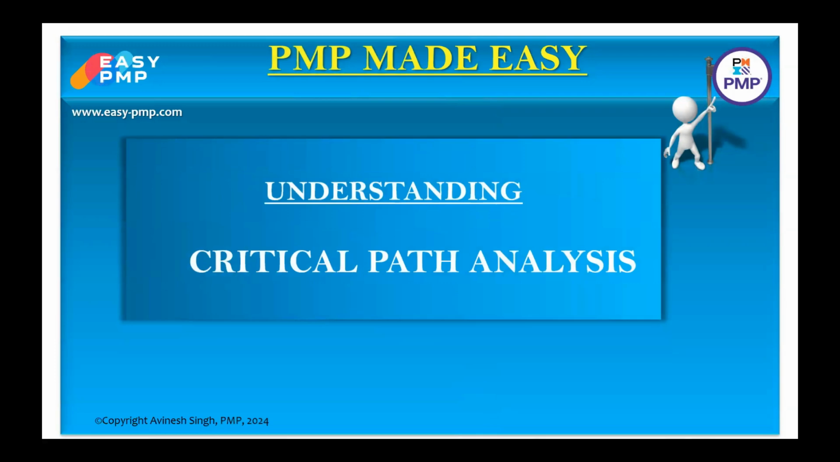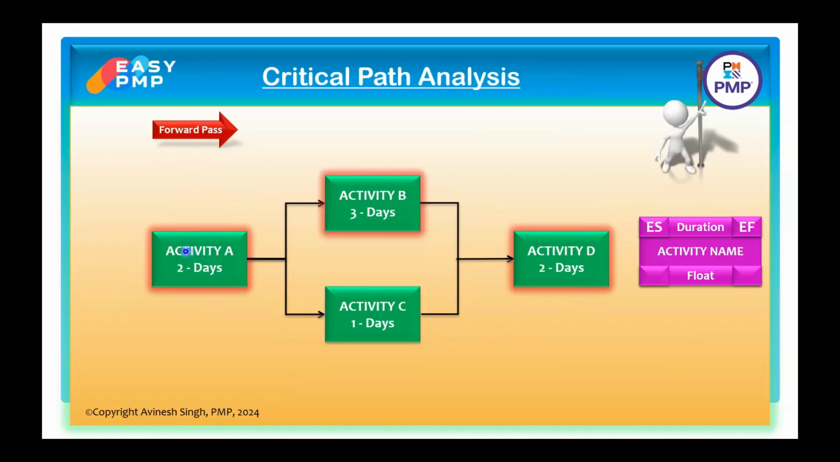Now come to the critical path analysis. So let us start with the forward pass. What forward pass says is that we have to traverse from left to right, and with the help of this forward pass, we identify early start and early finish of each of these activities on the network diagram. So let us start with a forward pass.